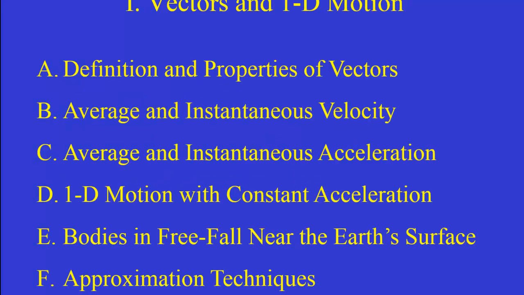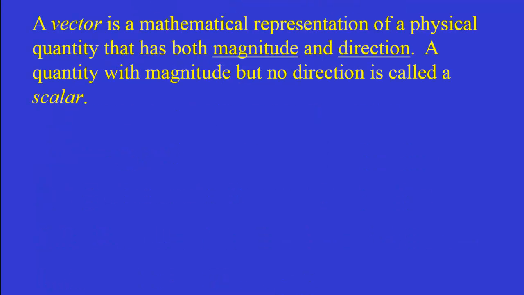So here's the outline for the first section of our course, which deals primarily with some introductory information about vectors and then one-dimensional motion or one-dimensional kinematics. We'll start with definition and properties of vectors.